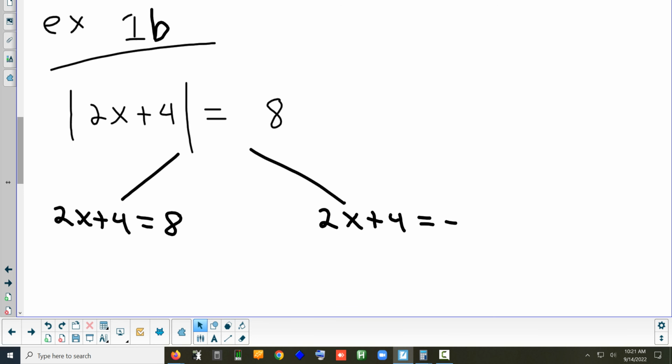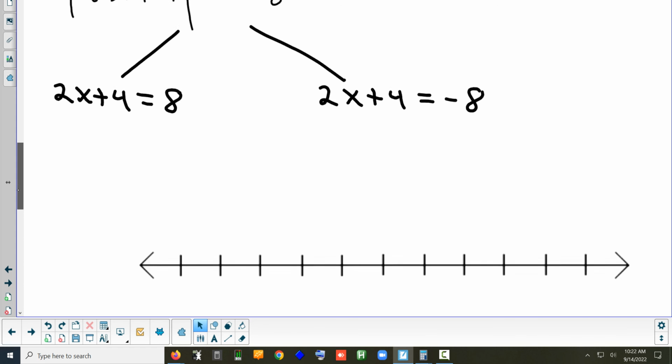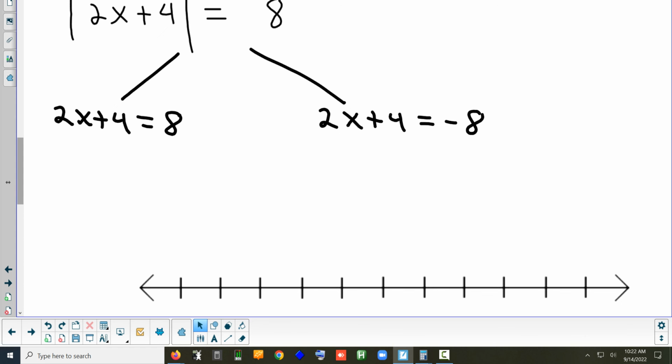So 2x plus 4 equals negative 8. So we split it into two problems. That's perfect. Does anybody have any questions on how you get those two equations? All right, now we just solve it. Let's start with the one on the left.